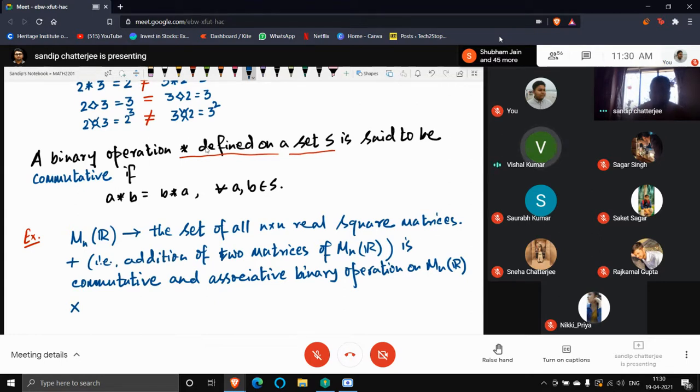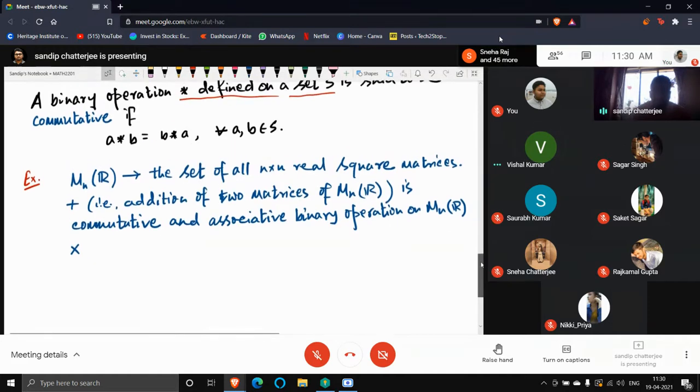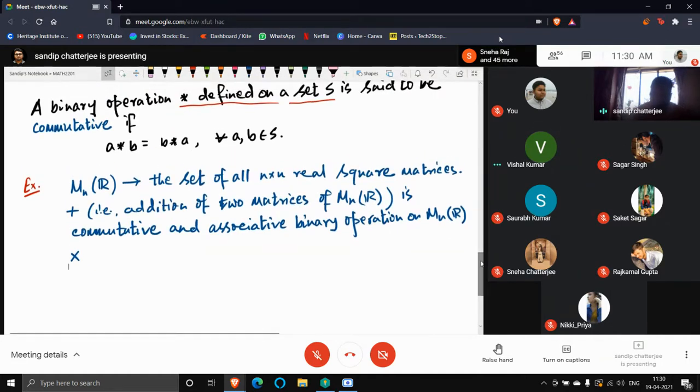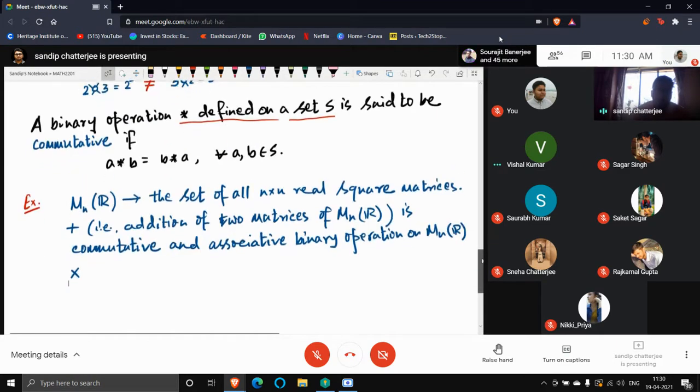Now, what about multiplication? Maybe commutative, maybe may not be commutative. Maybe? There is nothing like maybe. Commutative, sorry, sir. There is nothing maybe. Either it will be commutative or it will not be commutative. Why are you saying maybe? In some cases it might be commutative, sir.